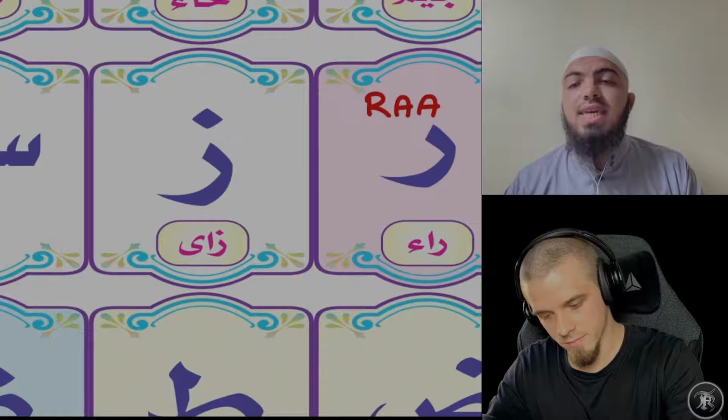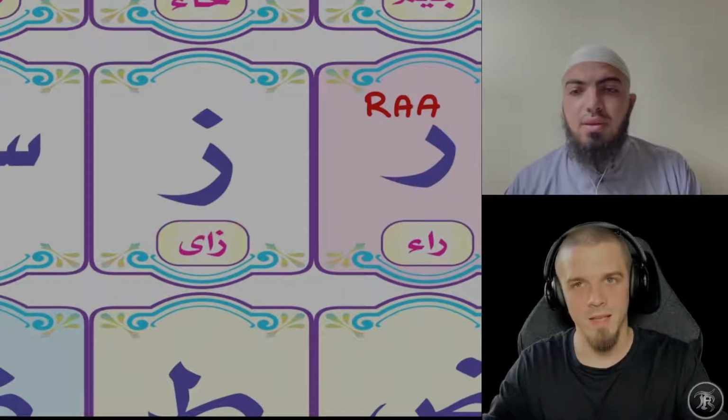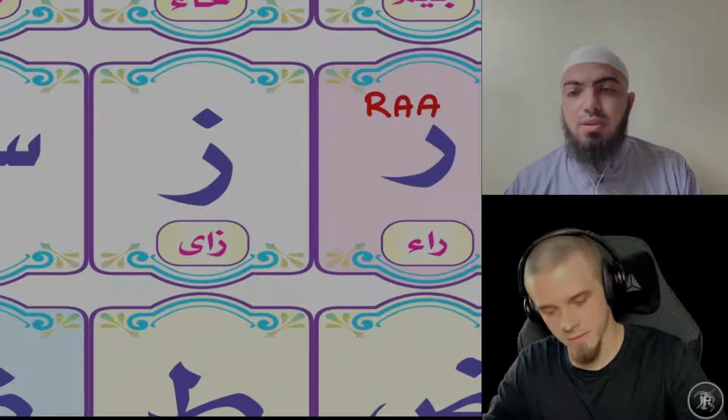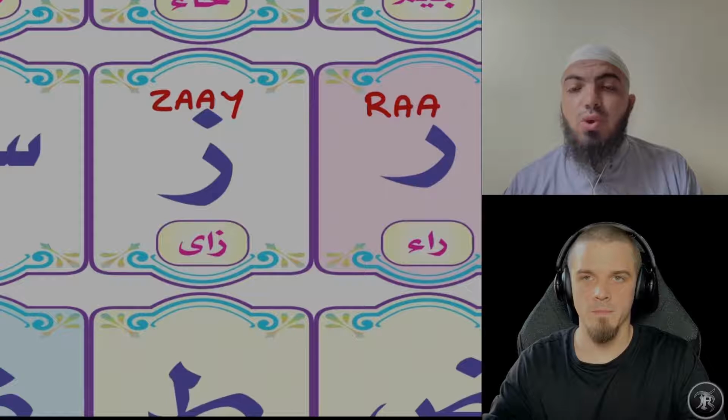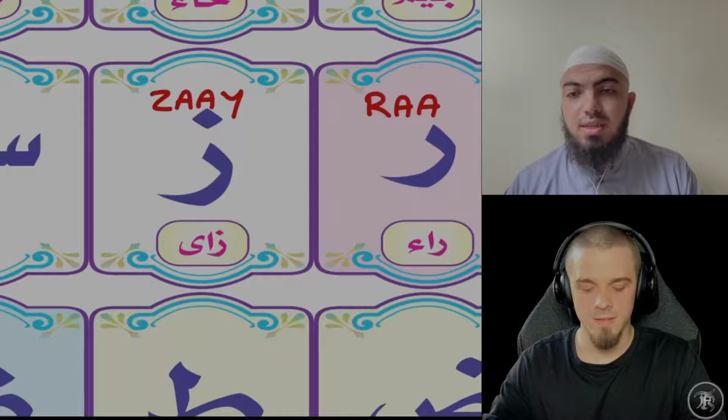The next one is Zay. Zay. Yes, right. And even some of the Arabic speakers thought this letter is called Zain. Maybe you haven't heard this before. I've seen that, yeah. So it's not called Zain, it's called Zay. Zay, like this. Yeah, like this.